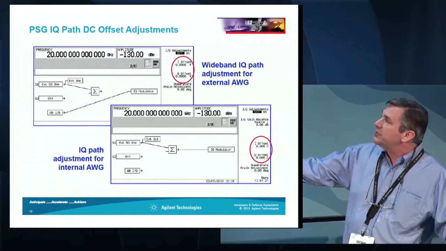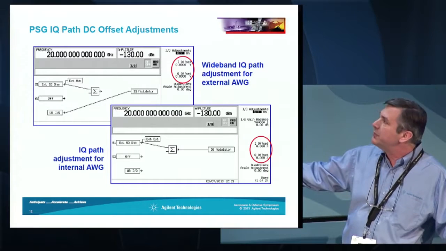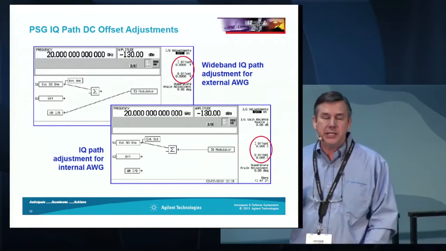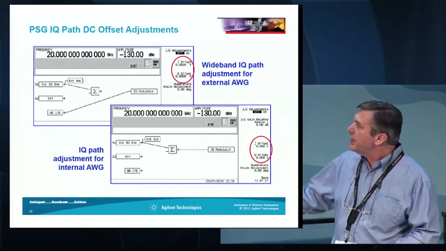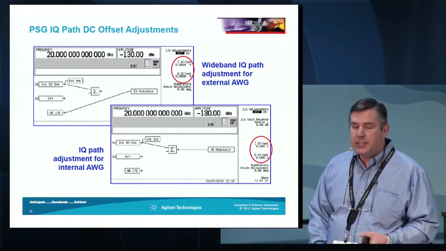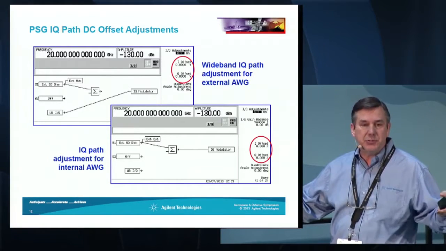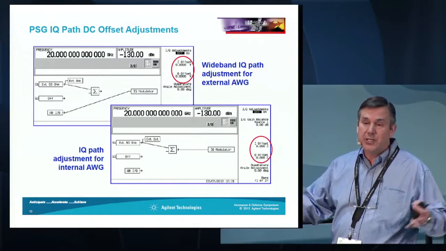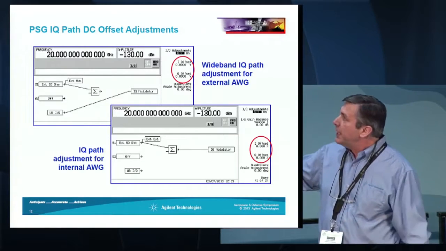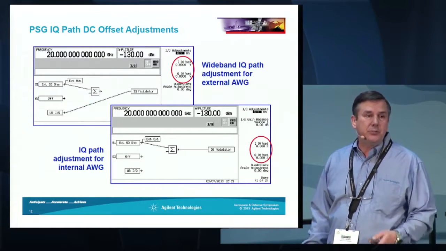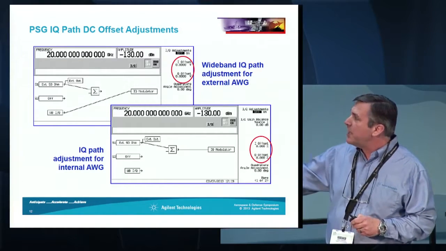The PSG here, I'll just mention very quickly why you see two screens here, is the PSG actually has two IQ modulators internal to it. One is a narrow band that operates with the internal arbitrary waveform generator, and the other one's a wideband IQ modulator that can accommodate signals up to 4 gigahertz, between 2 and 4 gigahertz, depending on where in the spectrum you want to modulate these signals. We can adjust either IQ modulator path. And of course, like I mentioned, most modern signal generators have this capability, but a lot of people aren't aware that you have the ability to optimize your signal in this method.